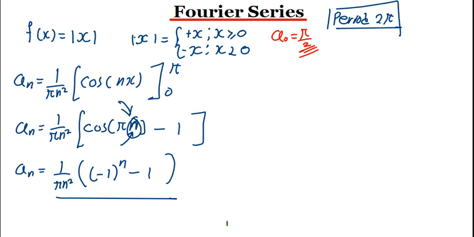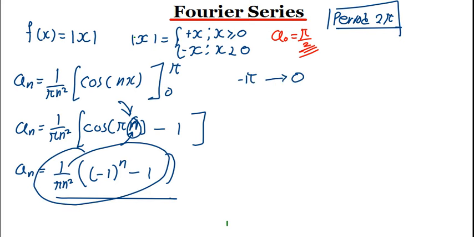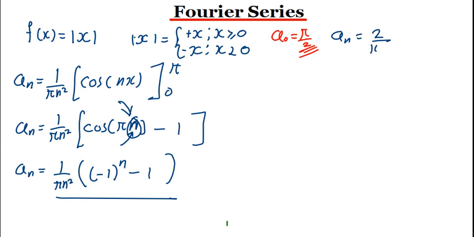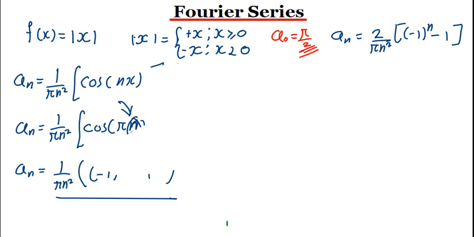But remember, I've only evaluated from 0 to pi. Initially, I was also supposed to evaluate from minus pi to 0, meaning I need to double this one. So we need to multiply that by 2. When you double it, you're going to find that your a sub n is equal to 2 over pi n squared, then minus 1 to the power n minus 1, and that is one of the coefficients that I was looking for.